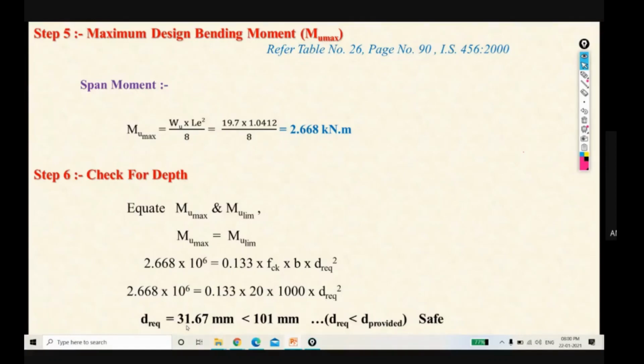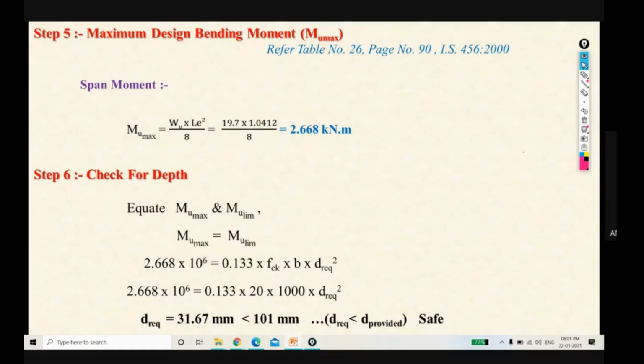So we will get this value 31.67, which means as per this bending moment and FCK, the required depth is 31.67 mm, and we have provided 101 mm effective depth. Required is less than provided, which means safe. Whatever depth we have provided, that depth is safe.